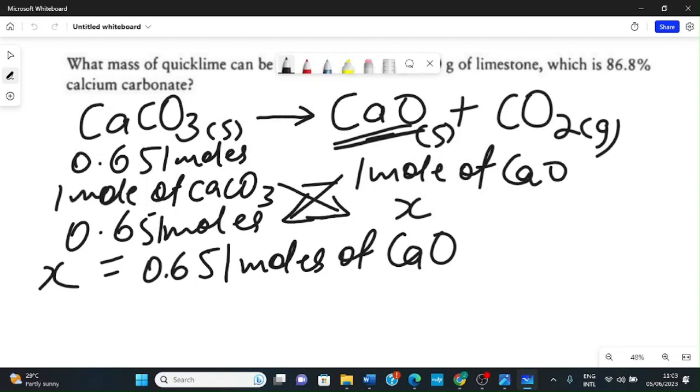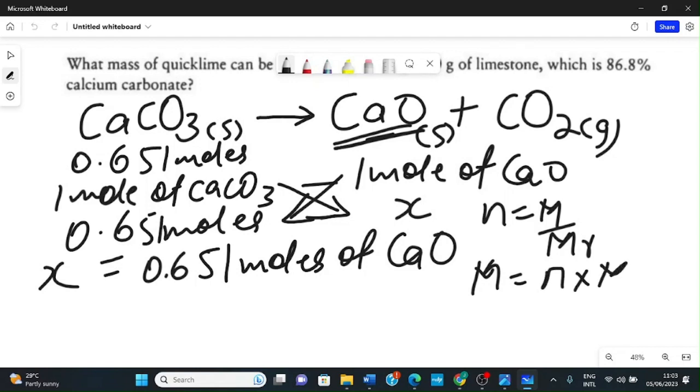Now, we've gotten the number of moles of calcium oxide, which is quicklime. So we have to calculate the mass of calcium oxide. Using the formula, number of moles is equal to mass over what? Molar mass. Therefore, the mass will be equal to number of moles times what? Molar mass. So the first thing to do is to calculate the molar mass of calcium oxide.